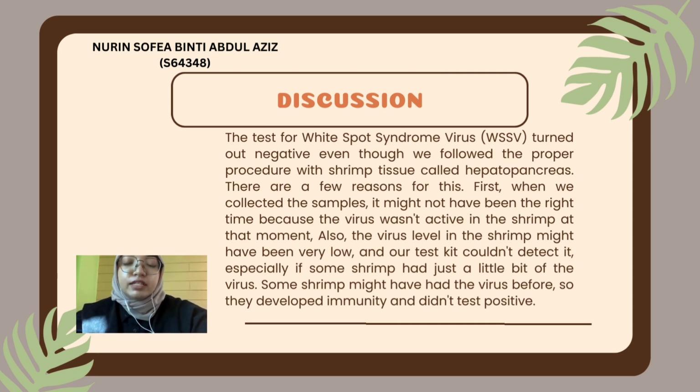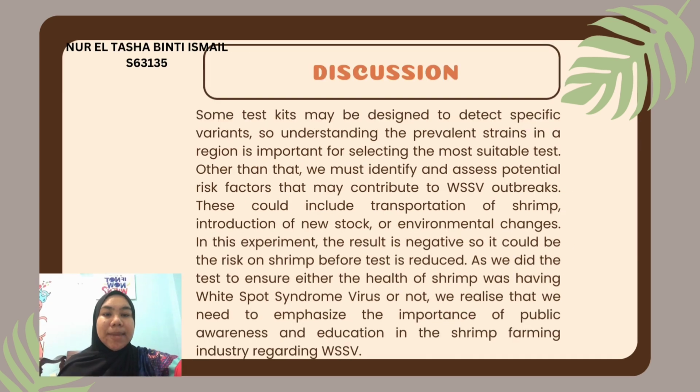And the second is that the level of the virus is too low for the test kit to detect. Shrimp might have had the virus before and built strong immunity towards it. Some test kits may also be designed to detect specific variants, so understanding the prevalent strain in a region is important for selecting the most suitable test. Other than that, we must identify and assess potential risk factors that may contribute to WSSV outbreaks. This could include transportation of shrimp, introduction of new stock, or environmental changes.